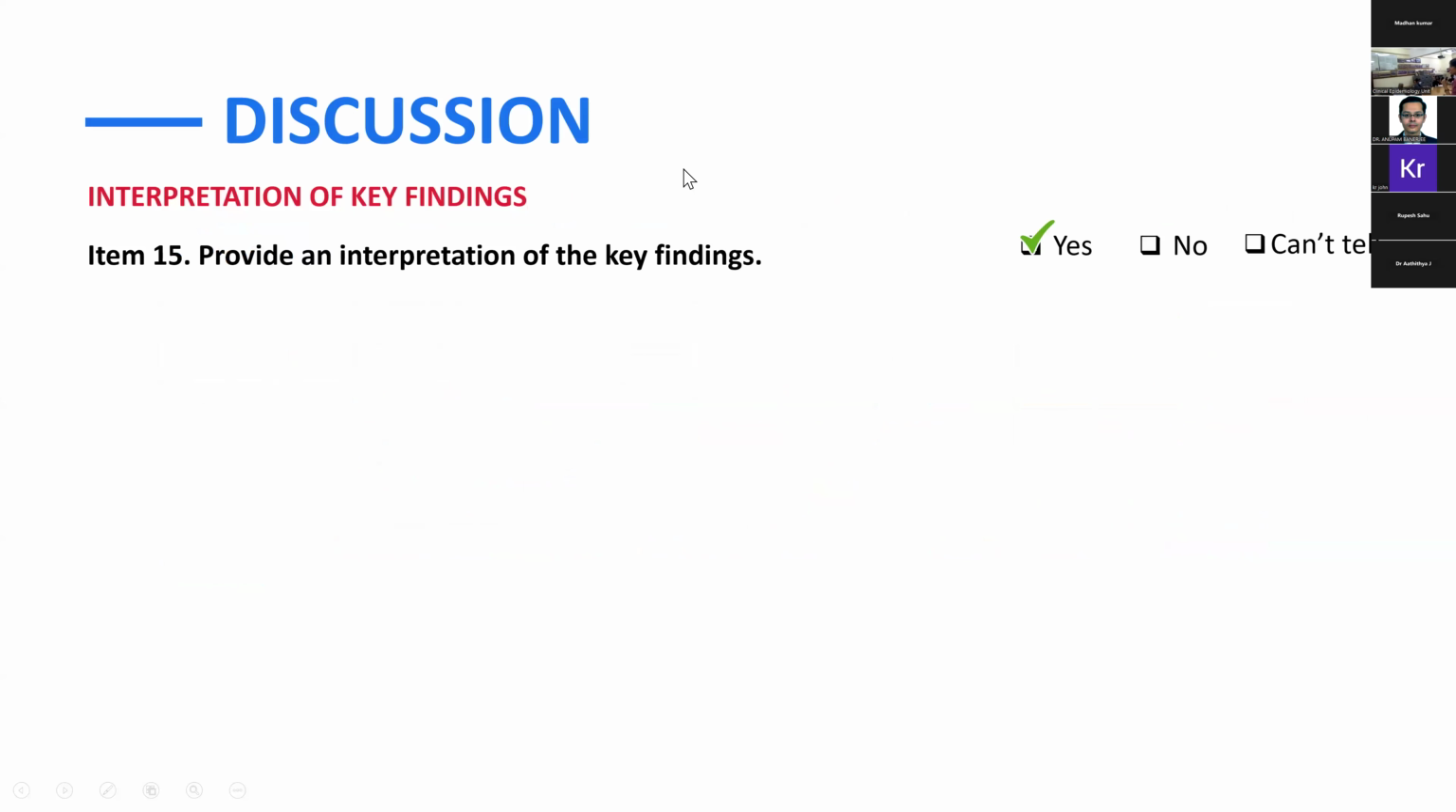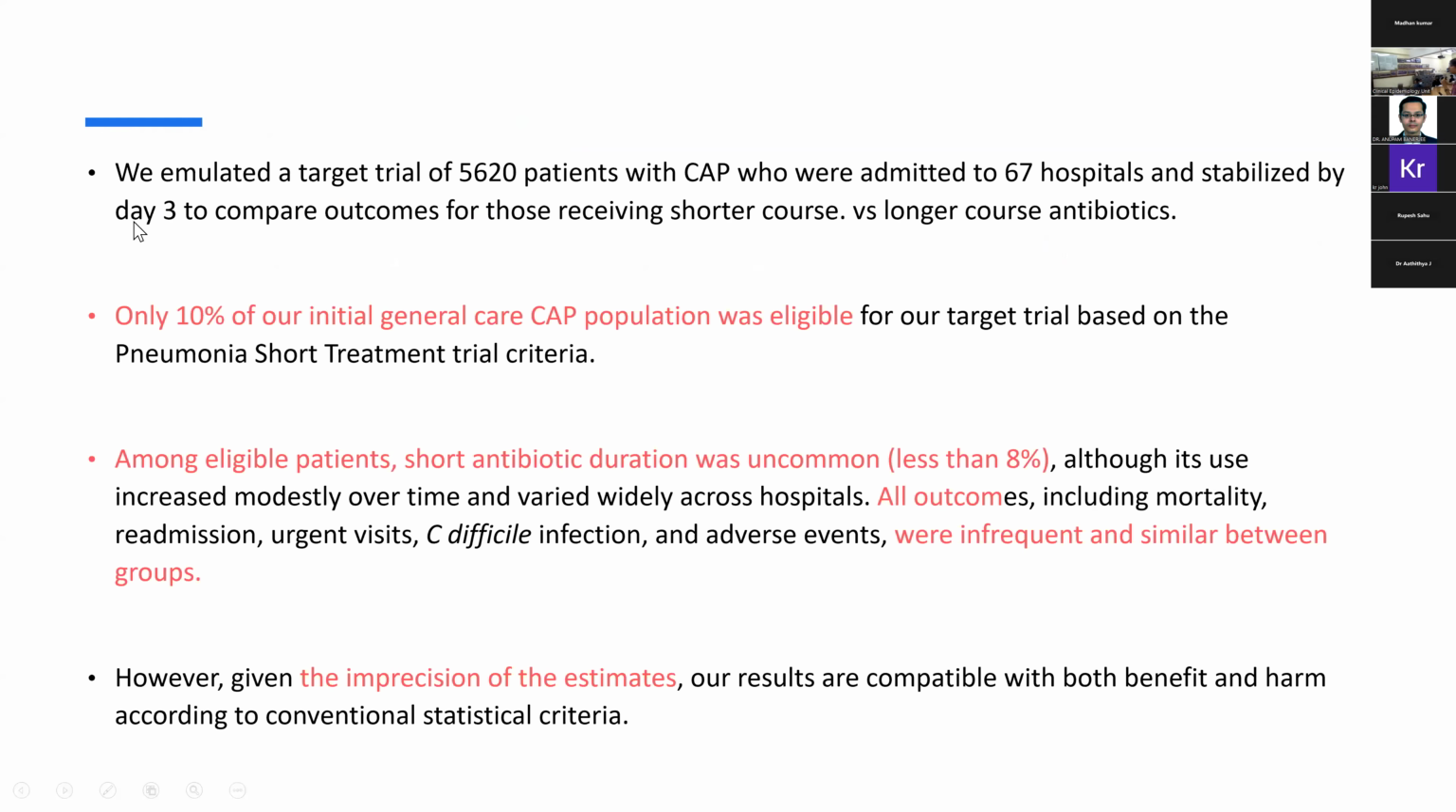So what is the interpretation? They have written down this interpretation clearly, so I have given this a yes. They have said we have emulated a target trial of 5620 patients who were admitted to 67 hospitals and looked at assignment on day 3 for short course versus long course antibiotics. So they have mentioned that only 10% of our initial general population was eligible in the first place. Out of that, only 8% got short course antibiotics. So it was a very small number of people who actually were in the short course antibiotic arm.